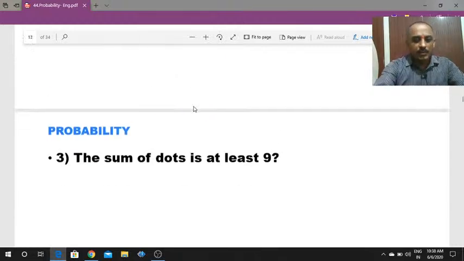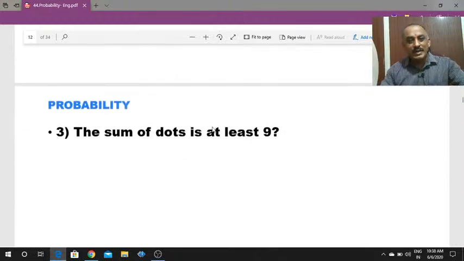Now, the sum of dots is at least 9. What is the difference between the first question and this question? What is the first question? The sum of dots is 9. The present question: the sum of dots is at least 9. Here only one extra word is there, the word at least.